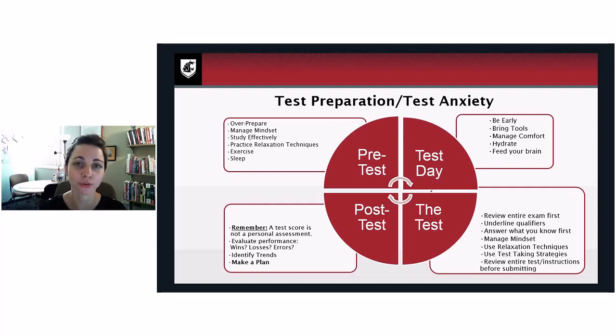Then look at the test through an unbiased lens. What were the wins? What were the things you did really well? What were the things that you didn't do so well on? Where did you make silly errors? And then identify trends. Did you do better on the first half of the test than the second half? Did you do better on a certain type of question, like maybe multiple choice versus fill in the blank? Or did you do better in a particular topic area where you maybe spent more time, or where you maybe interacted with the material in a different way?